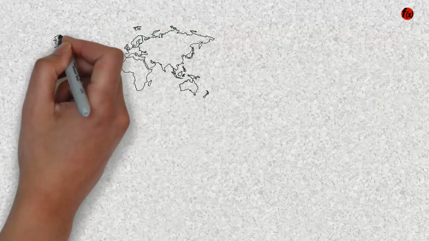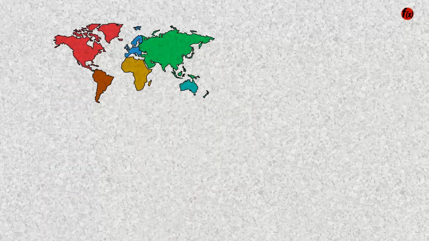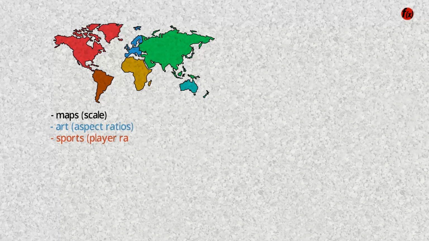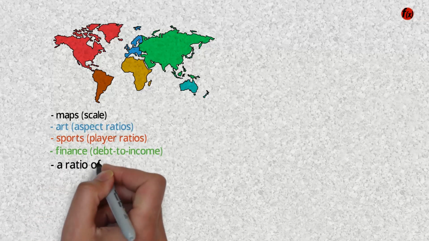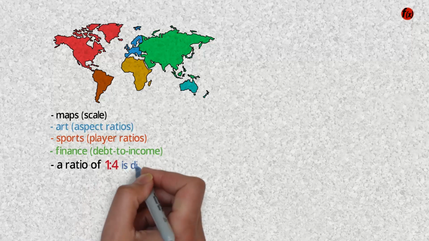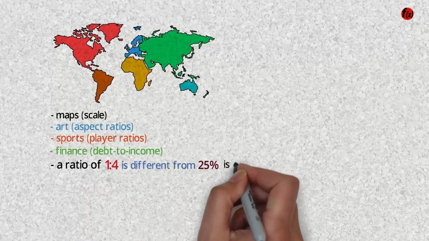Ratios have various applications in real-life scenarios, such as maps, scale, art, aspect ratios, sports, player ratios, and finance, debt to income. To avoid common misconceptions, it's crucial to understand that ratios are comparisons, not necessarily parts of a whole. A ratio of 1 to 4 is different from 25%, which is equivalent to 1/4.